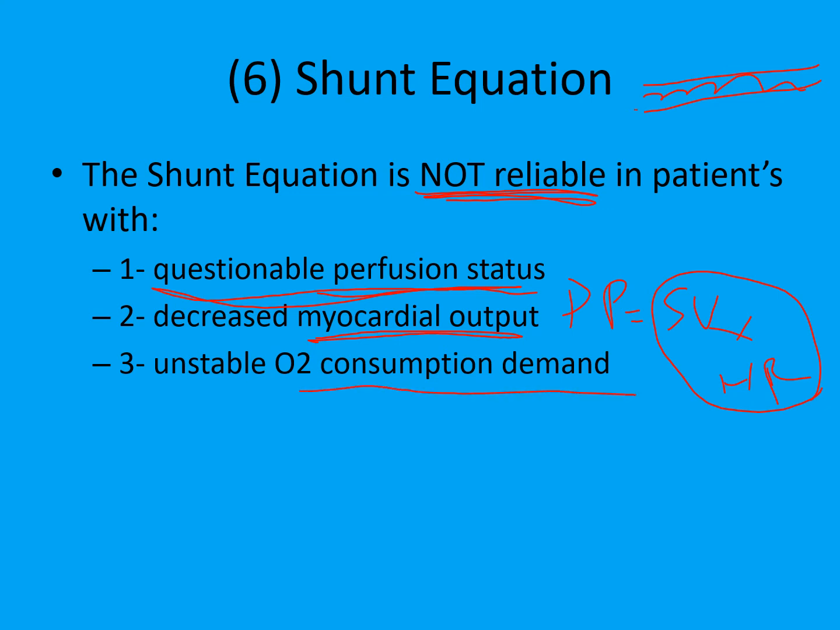Unstable consumption demand can happen especially with burn victims, where they burn off layers of tissue. Their metabolic rate can be high, their metabolic rate can be low. There's a lot of variables in there. So the shunt equation is not reliable with poor perfusion, cardiac status, or unstable oxygen demand, especially if they're going on paralytics and off of paralytics, or a burn victim. Things like that can all factor in here. Those are types of patients we're not going to look at the shunt equation as much on, because those are all factors that we know can change someone's oxygen demands.